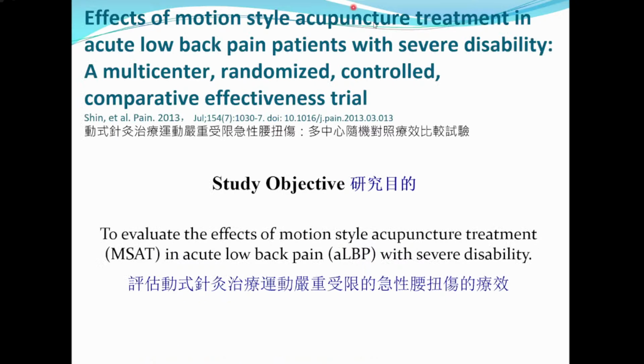So this all talks about a chronic condition, chronic pain. What about acute pain? There is also a study published by a Korean research group in Korea. They tried to use acupuncture to treat acute low back pain, using the motion style of acupuncture for severe disability. It's also a multi-centered randomized controlled trial.